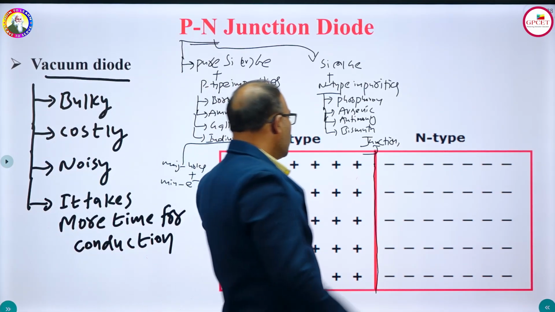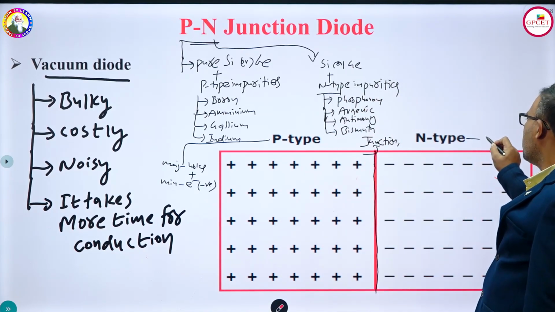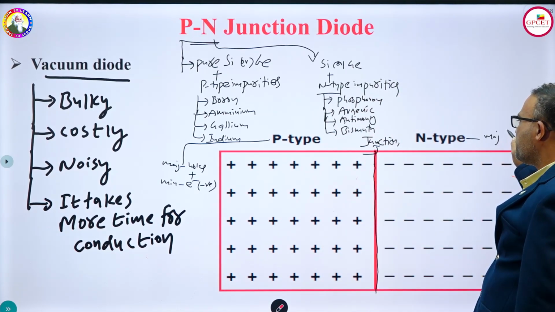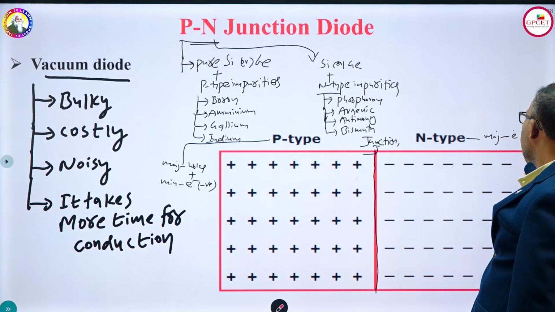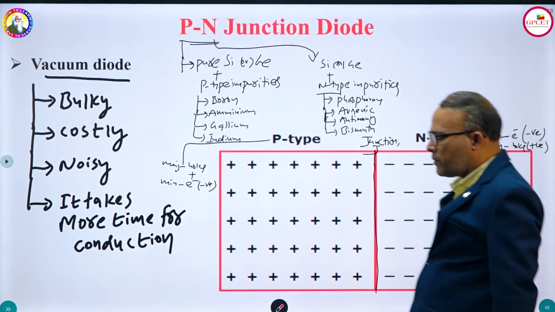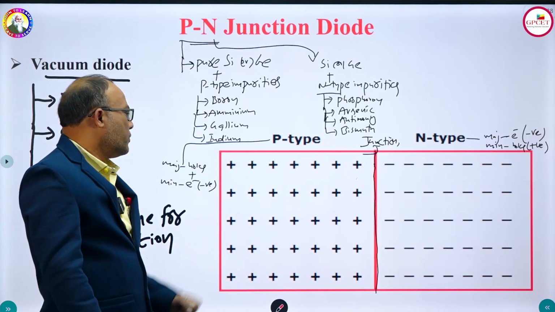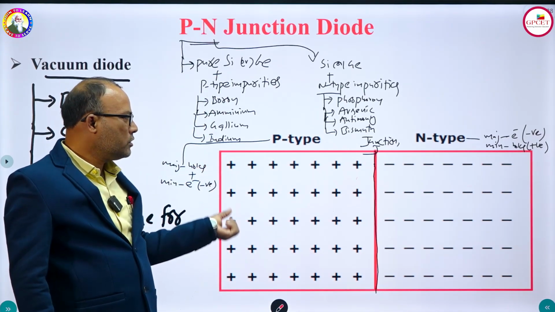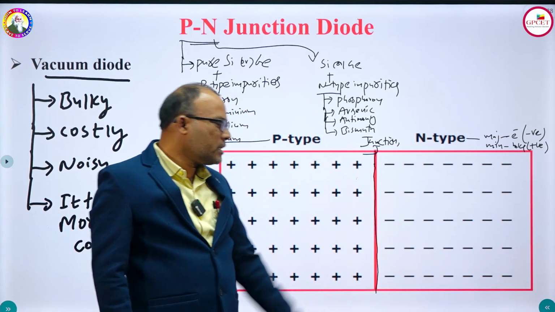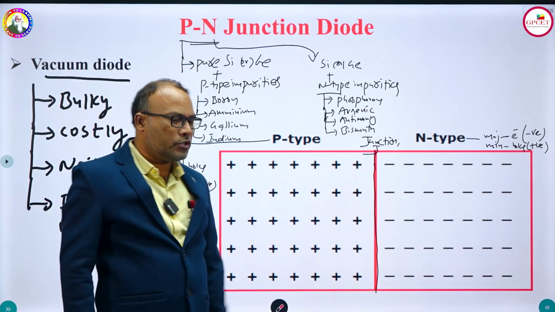Now here in the n-type semiconductor, similarly, majority charge carriers are electrons, and they are negatively charged particles, and minority charge carriers will be present. Those are nothing but holes, and the holes are positively charged particles. Okay, so this is the structure of a PN diode, where you have all holes and all electrons present here with respect to positive charge and negative charge.